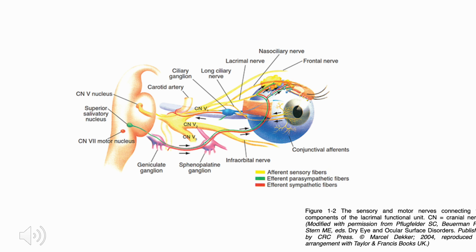Afferent sensory fibers, depicted in yellow, originate from the ocular surface, for example, the conjunctiva and cornea, and transmit signals to the trigeminal nucleus. Efferent parasympathetic fibers, depicted in green, originate in the superior salivatory nucleus. They travel via the facial nerve and pass through the geniculate and sphenopalatine ganglia to innervate the lacrimal glands, goblet cells, and meibomian glands. Efferent sympathetic fibers, depicted in red, modulate vascular tone and glandular secretion.